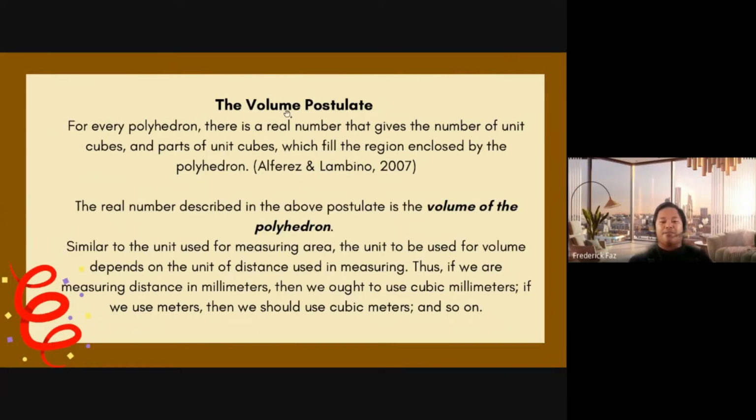So we have here the volume postulate. For every polyhedron, there is a real number that gives the number of unit cubes and parts of unit cubes which fills the region enclosed by the polyhedron. The real number described in the above postulate is the volume of the polyhedron. So we have here some notes.